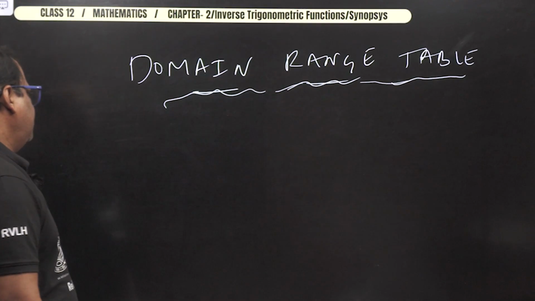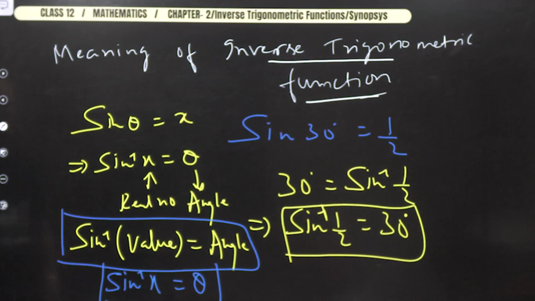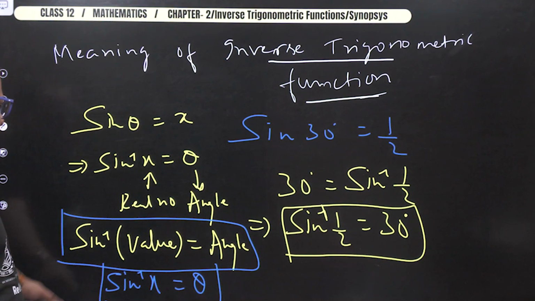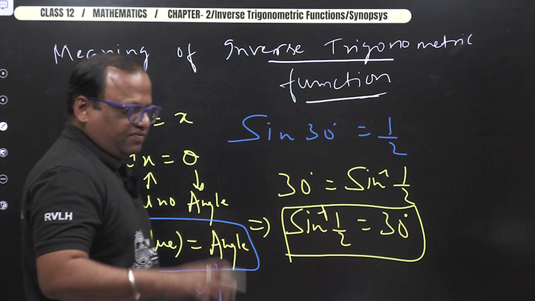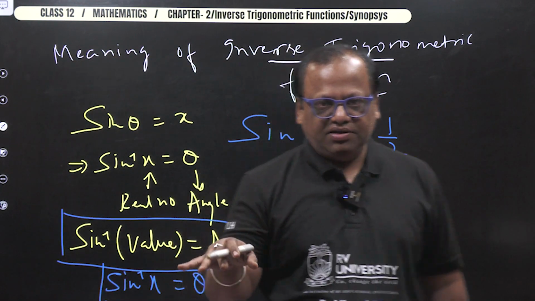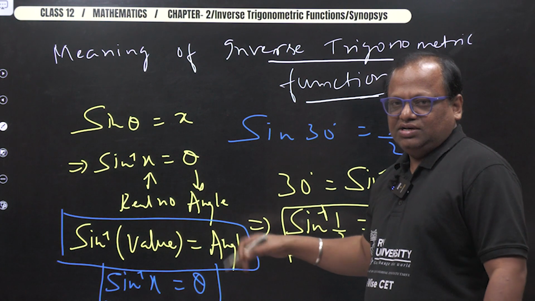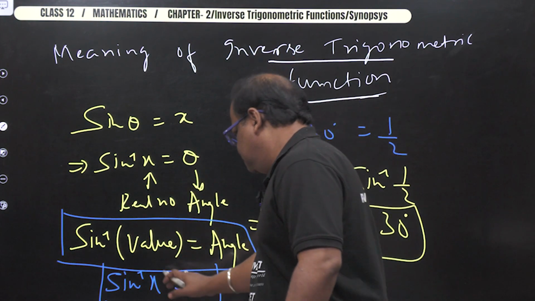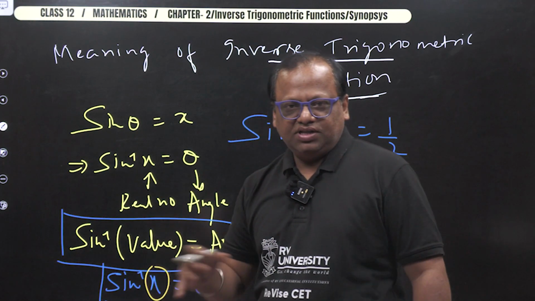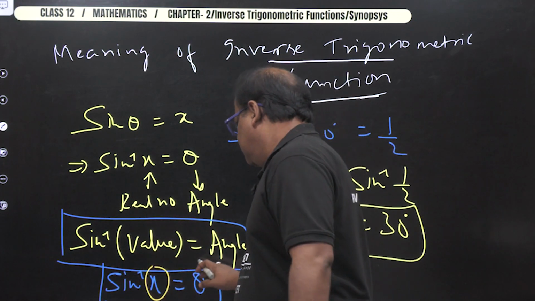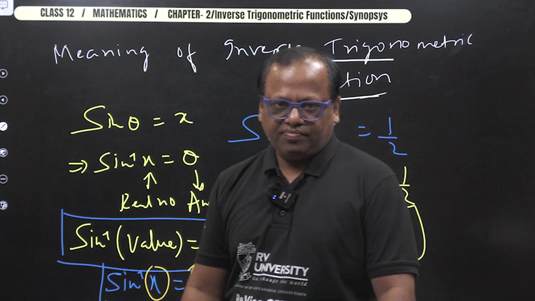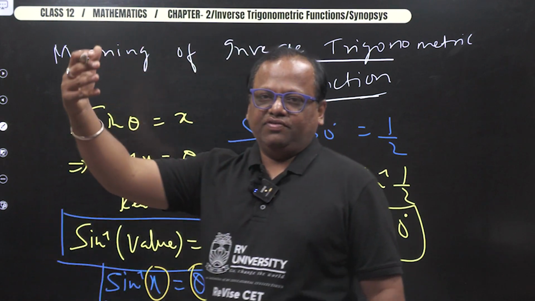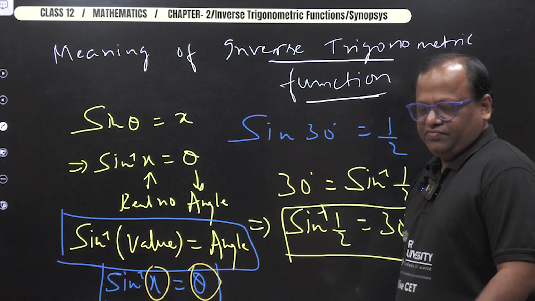So now let me go to the next slide. So this we have discussed. Sine inverse of x equal to theta, where x is the domain value, the input value, and theta is the result, the range value. What goes in is the domain, which is x. What comes out, the result, the product, is your theta. Domain means value of x, range means value of f of x. Fine.